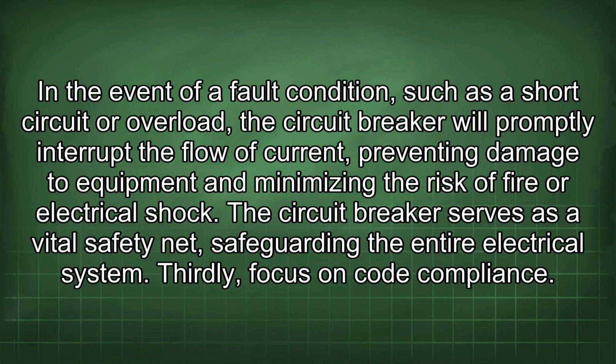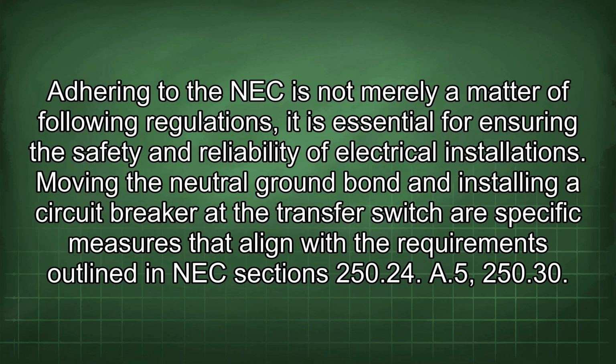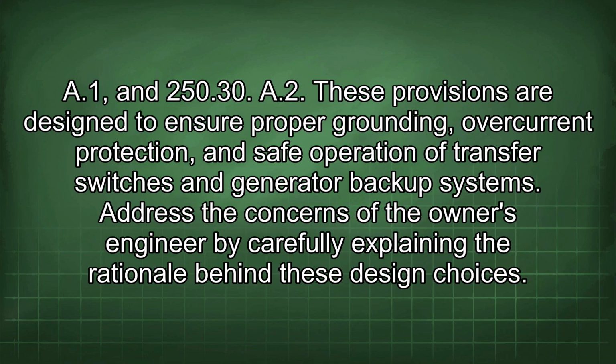Thirdly, focus on code compliance. Adhering to the NEC is not merely a matter of following regulations, it is essential for ensuring the safety and reliability of electrical installations. Moving the neutral ground bond and installing a circuit breaker at the transfer switch are specific measures that align with the requirements outlined in NEC sections 250.24(A)(5), 250.30(A)(1) and 250.30(A)(2). These provisions are designed to ensure proper grounding, overcurrent protection, and safe operation of transfer switches and generator backup systems.